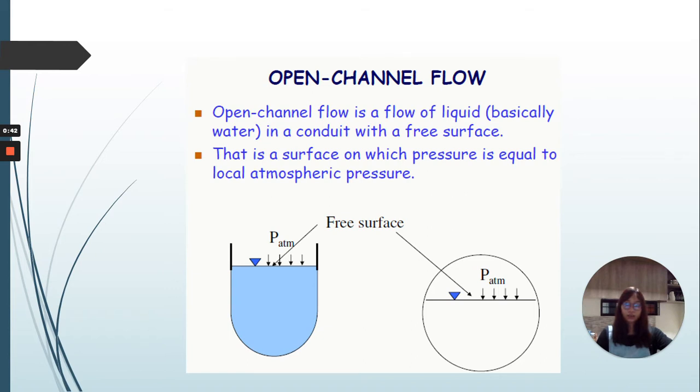And the examples of these include streams, rivers, and culverts, not flowing full. And this open channel flow assumes that the pressure at the surface is constant and the hydraulic grade line is at the surface of the fluid.